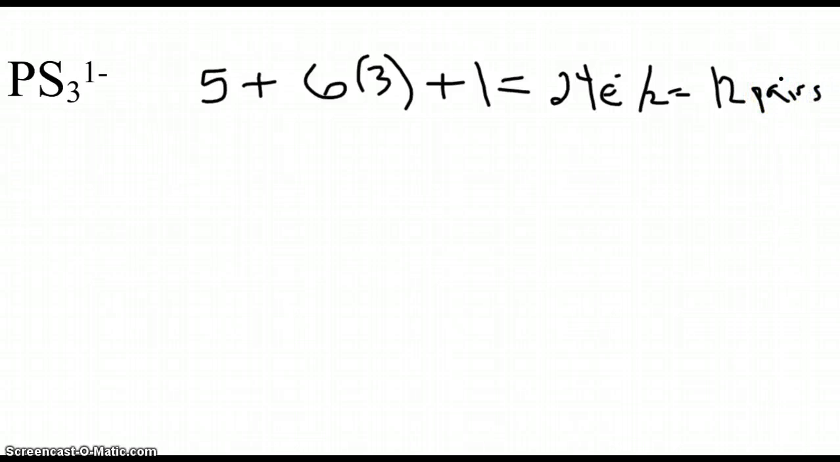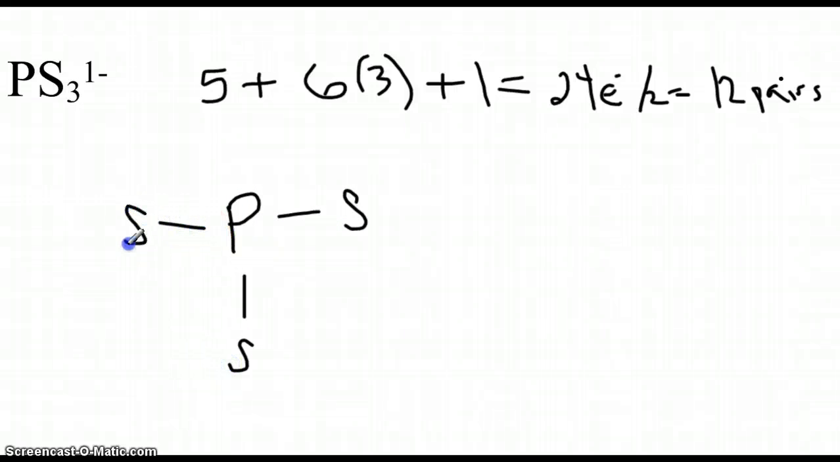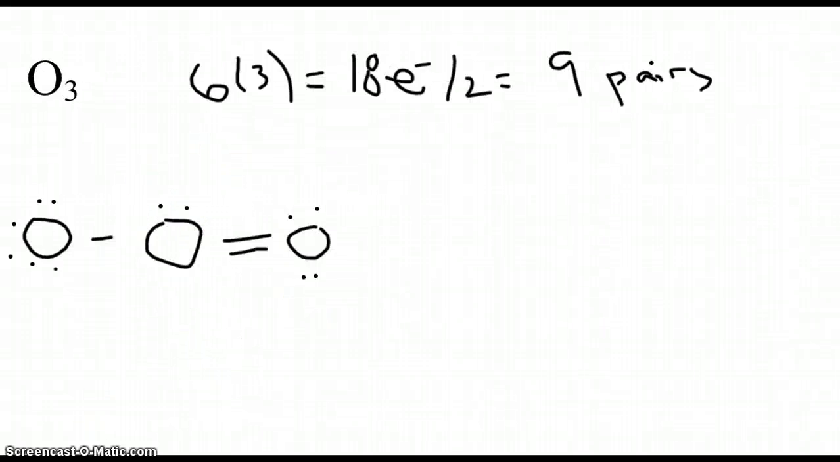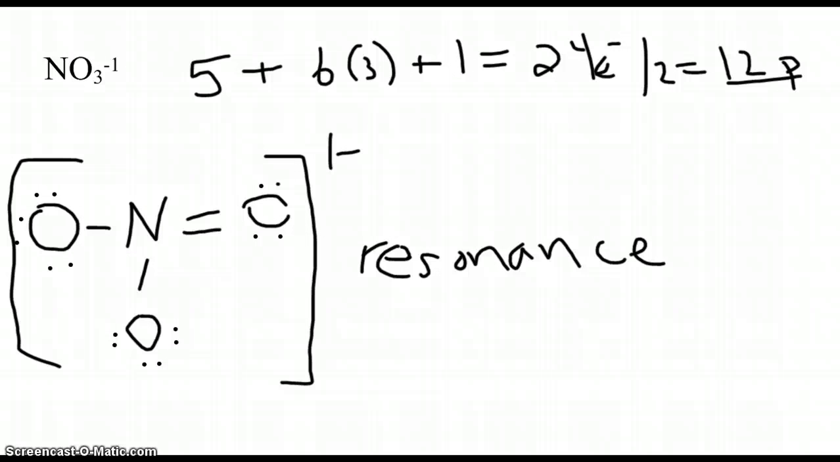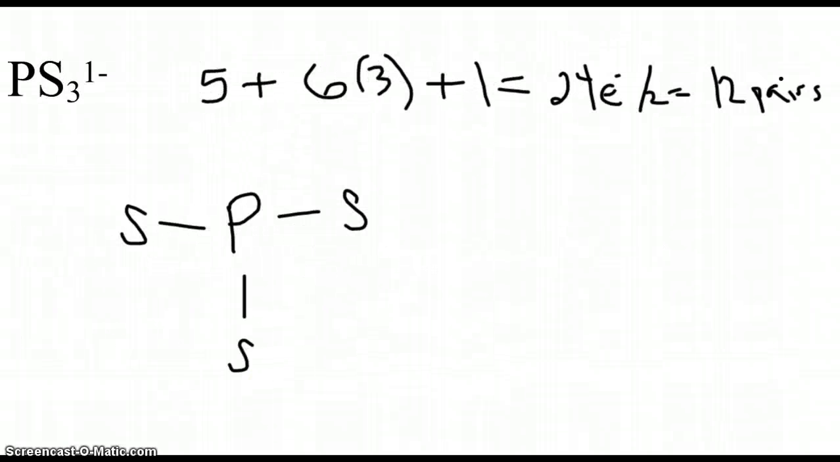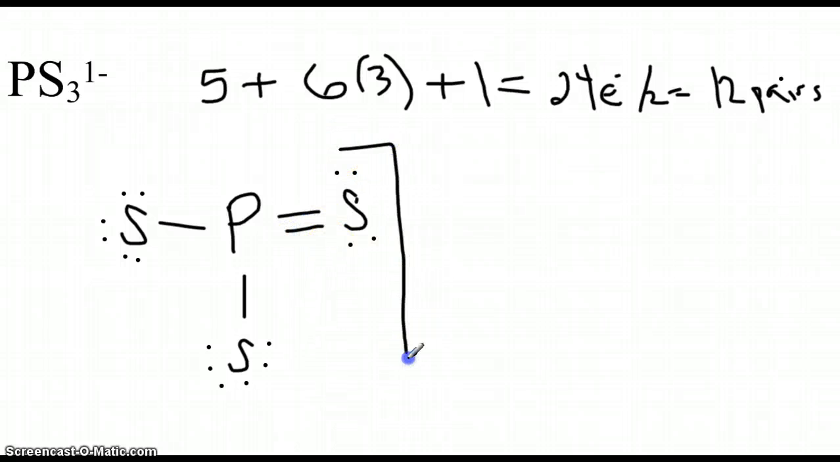Now, if I only have 12 pairs, and my phosphorus is in the middle, and I do my single bonds, you should recognize that this looks very similar to this one that only had 12 pairs, 3 atoms around it. And so what it's going to end up looking like is very similar. So if I put in all singles, there's my 12, but phosphorus is not happy. So I'm going to remove 1 pair and share it. So that should look very similar to the last one.